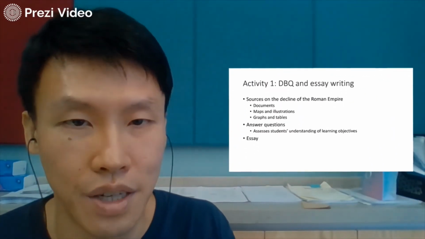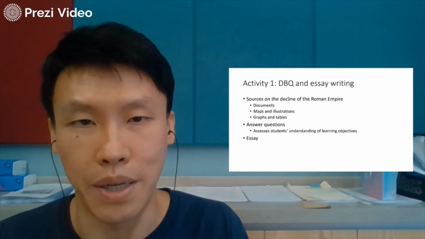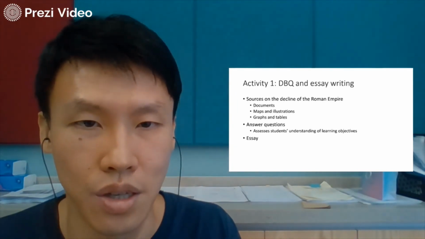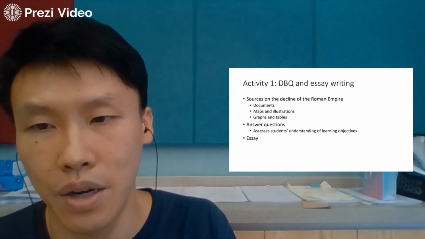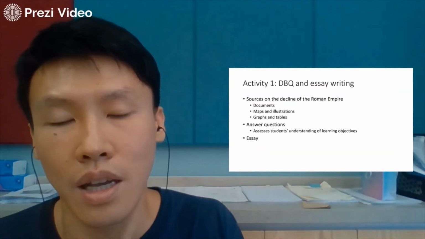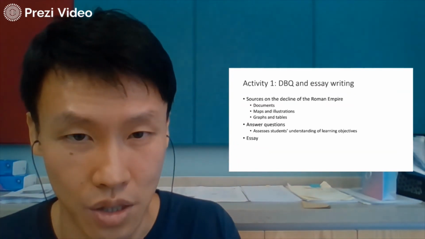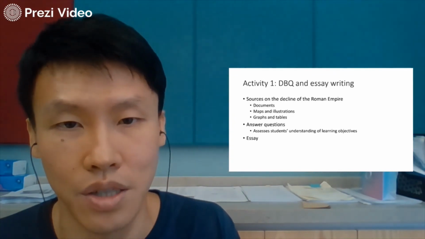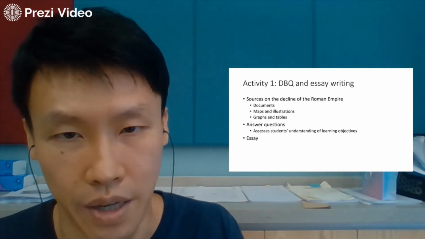So the first activity is a document-based question and essay. My students will be given sources on the decline of the Roman Empire, and these sources will give them information which they must analyze and then also answer questions. And these questions are a way for me to assess their understanding of the learning objectives.